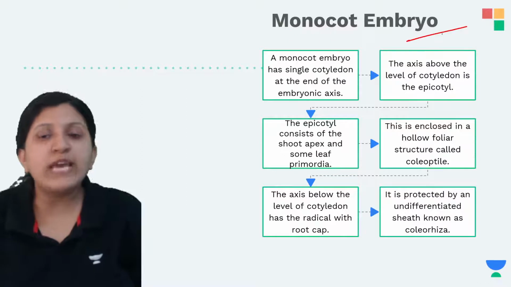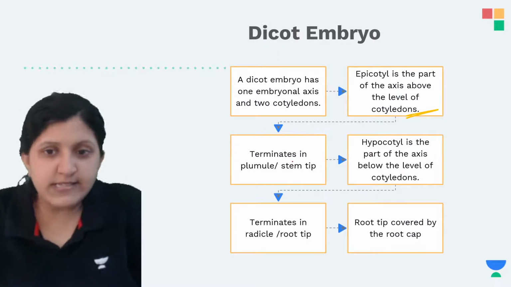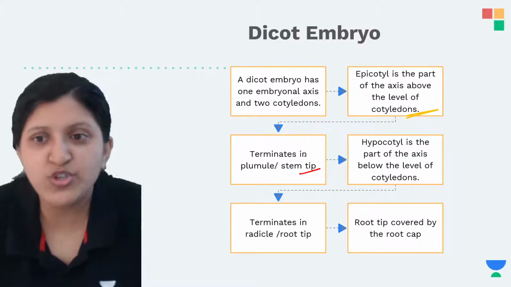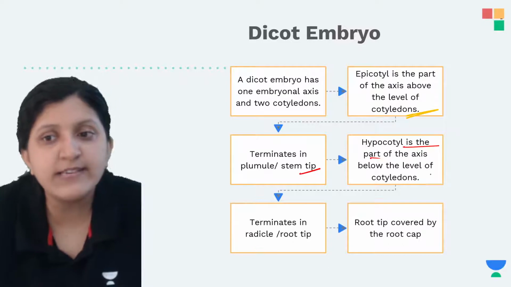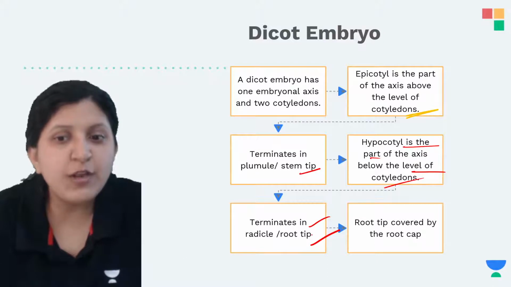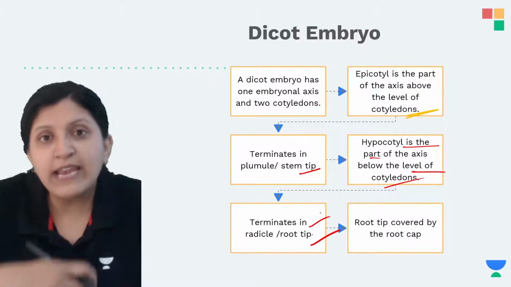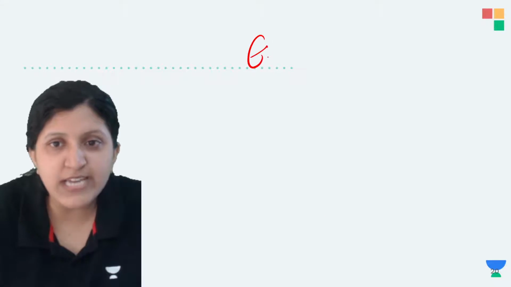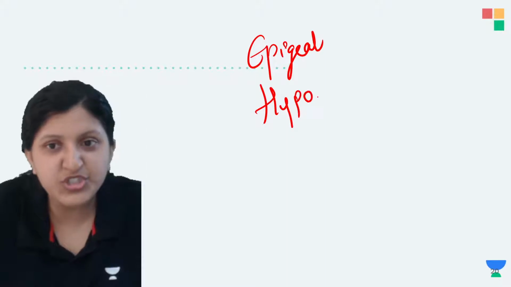Now the monocot embryo, one second, let me just check this. So here, this one I was just discussing terminates in a plumule or a stem tip. So the plumule will give rise to a shoot system. The hypocotyle is the part of the axis below the level of the cotyledons, and it terminates in a root tip. So root tip formation and shoot tip formation can occur as the epicotyle and the hypocotyle push through the ground. Now if you remember, there is epigeal type of germination, and then there is hypogeal germination that you can find.